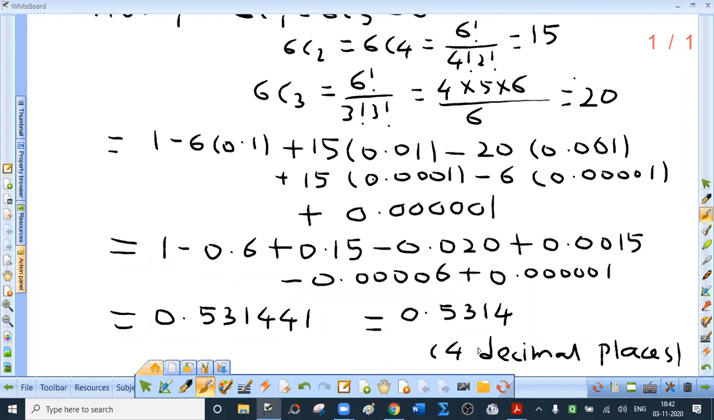0.5314. Tomorrow we'll discuss the general term in the expansion of a plus b raised to n, and then we'll solve sums from the next exercise.